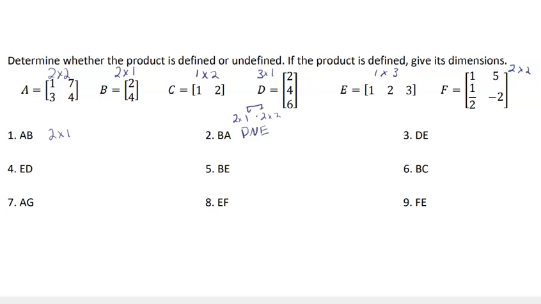All right, on AB, we had a 2 by 2 times a 2 by 1. Since these two are the same, it is possible. And then the values we use are these two, 2 by 1. All right, DE, this is a 3 by 1 times a 1 by 3. Again, the columns of the first are the same as the rows of the second. And so the matrix we get out of it is the rows of the first times the columns of the second.